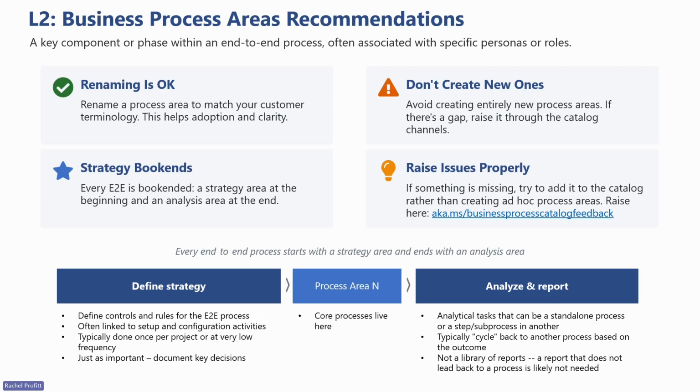On the other end, the analysis and reporting side is about learning from the process, monitoring outcomes, and feeding that insight back into improvement. It's not meant to be a random collection of reports or a library of reports. The point is that reporting should connect back to decisions and actions within the business process. So the key takeaway for level 2 is not just that it breaks an end-to-end process into major areas, but that it gives each process a repeatable structure: strategy at the beginning, execution in the middle, and analysis at the end.